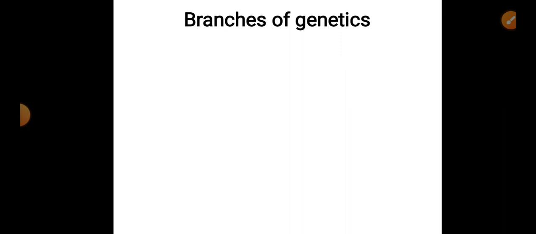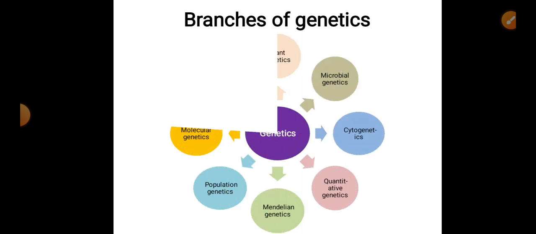The next point is branches of genetics. Genetics has different branches and we study genetics in different modes. That is, in case of plants, it is called plant genetics. Then in microbiology, microbial genetics, cytogenetics, quantitative genetics, Mendelian genetics, population genetics, molecular genetics, and animal genetics. Those are the several branches of genetics.